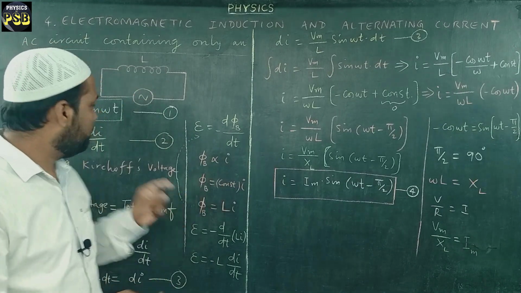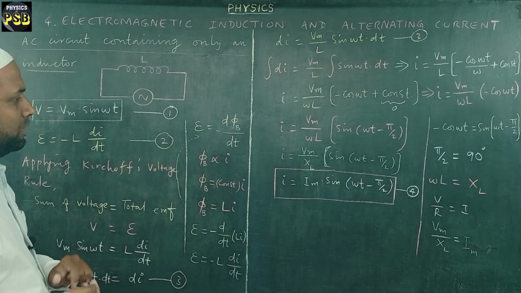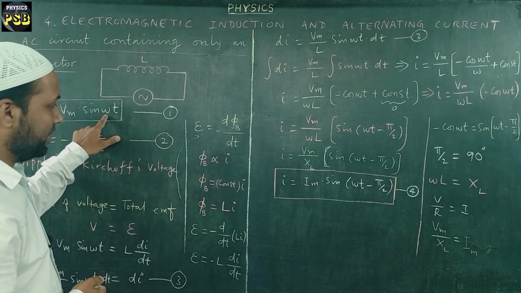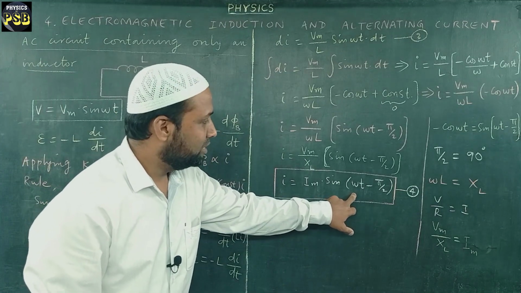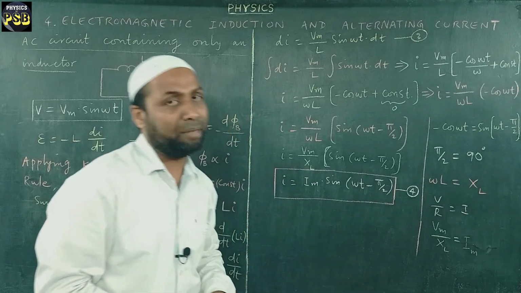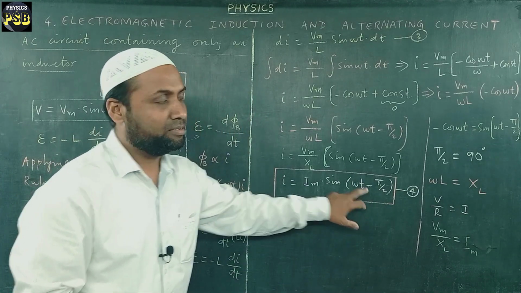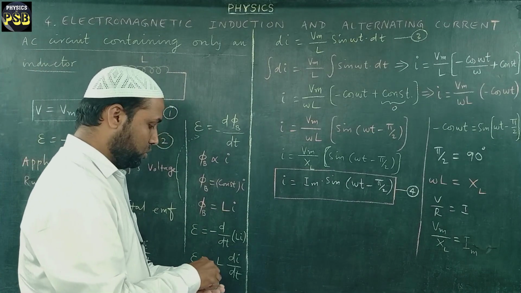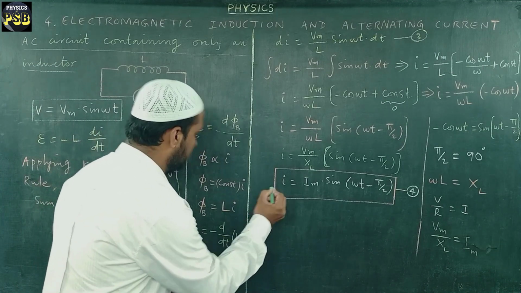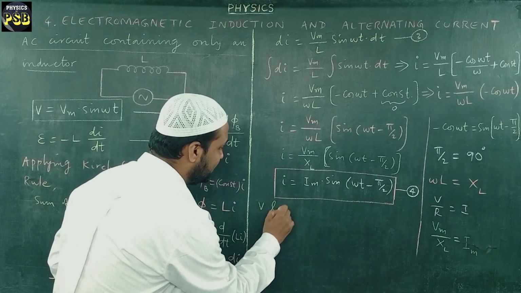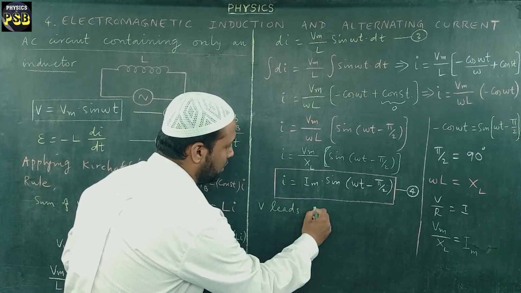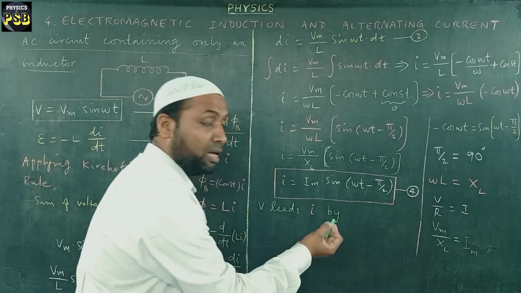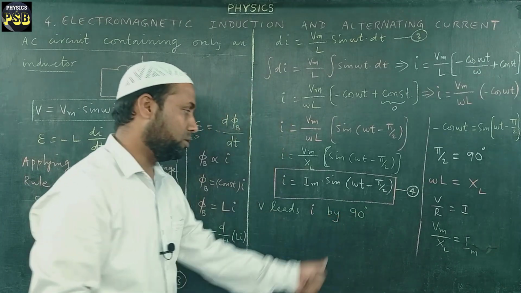Clear? Now I'm going to relate these two. If you observe these two things, you may find that here the phase angle in voltage is omega t, whereas here the phase angle is omega t minus pi by 2. So it is less than 90 degree compared to the voltage. Got it? So we can say that voltage V leads current by 90 degree. So 90 degree can be written as pi by 2.